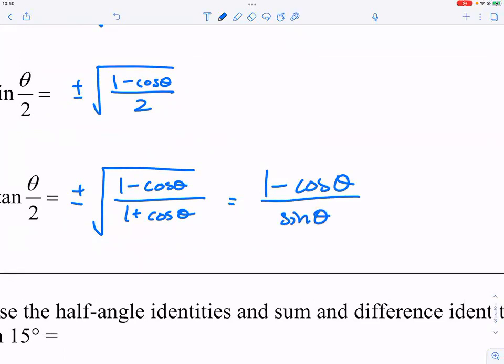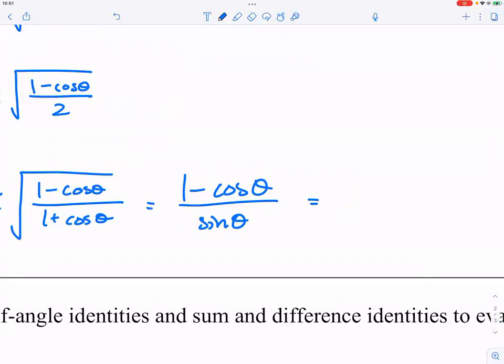Now, the appearance of this is based on the multiplication of the conjugate here. So if you multiply by the conjugate of the denominator, 1 plus cosine theta times 1 minus cosine theta, well, then you get 1 minus cosine square theta, which is sine square theta. And then you have the square root. Then you have this.